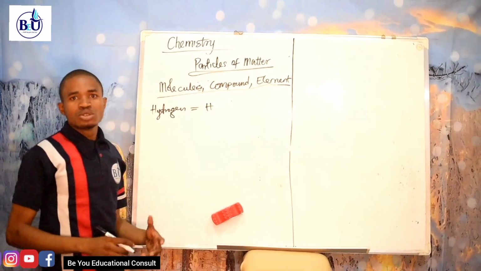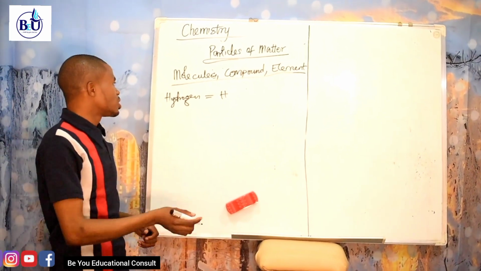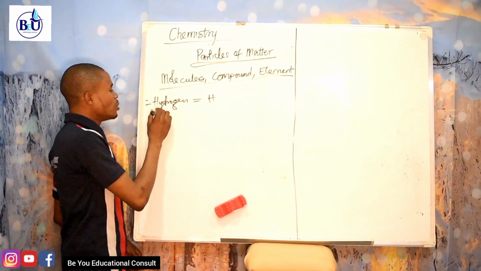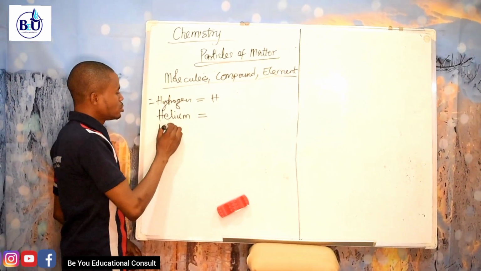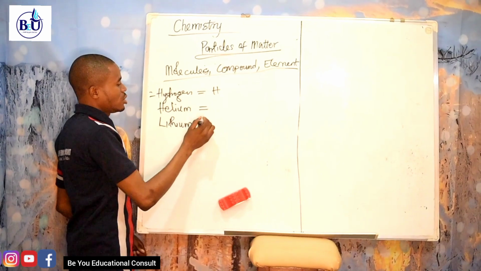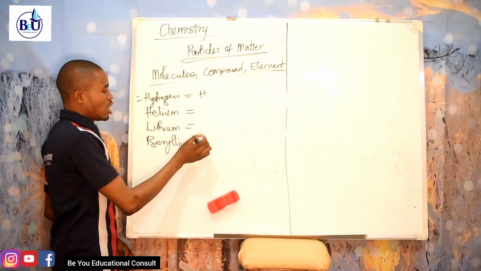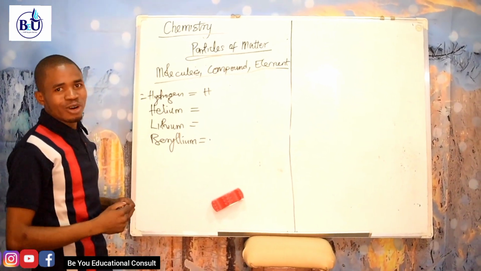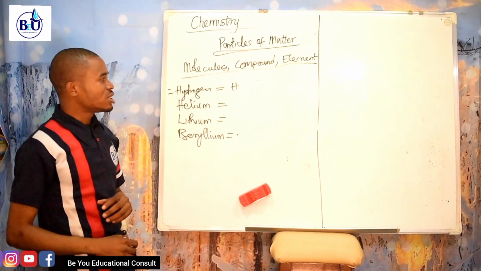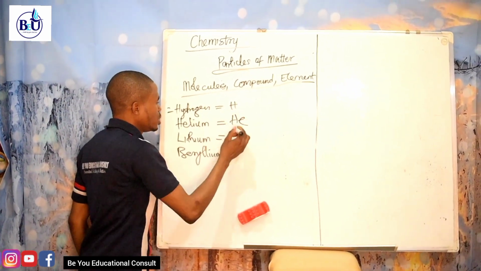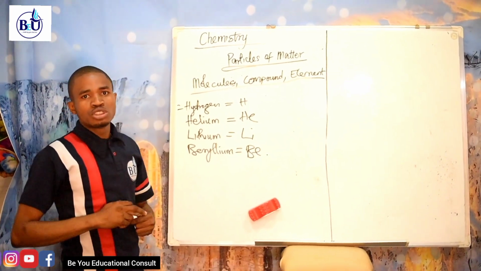We have more than 200 elements. We have the ones that are natural and the ones that are not naturally occurring. But hydrogen is an element. We have hydrogen, we can have helium, we can have lithium, we can have beryllium. I will stop here because I don't have the energy to take all of them at once. I'm going to have a section where I will teach only about elements. So this is what an element is.